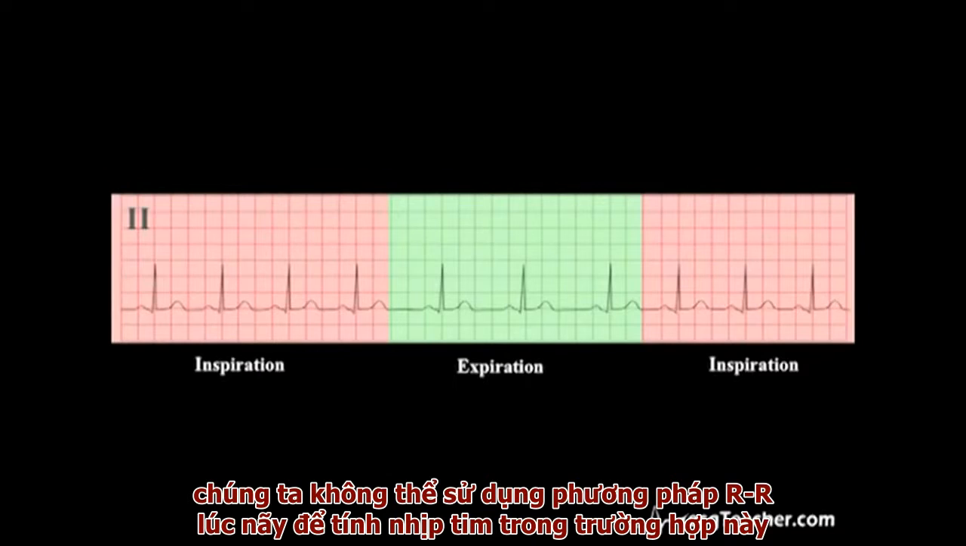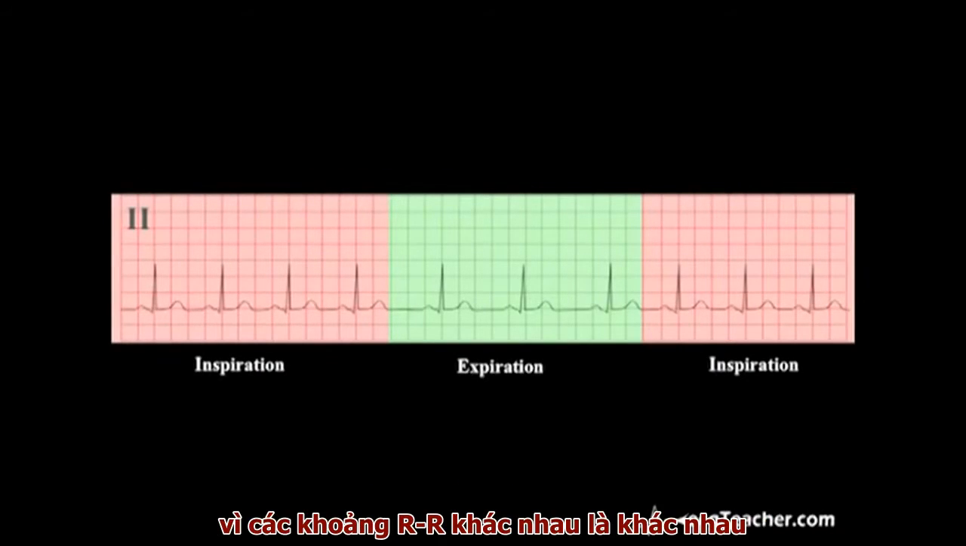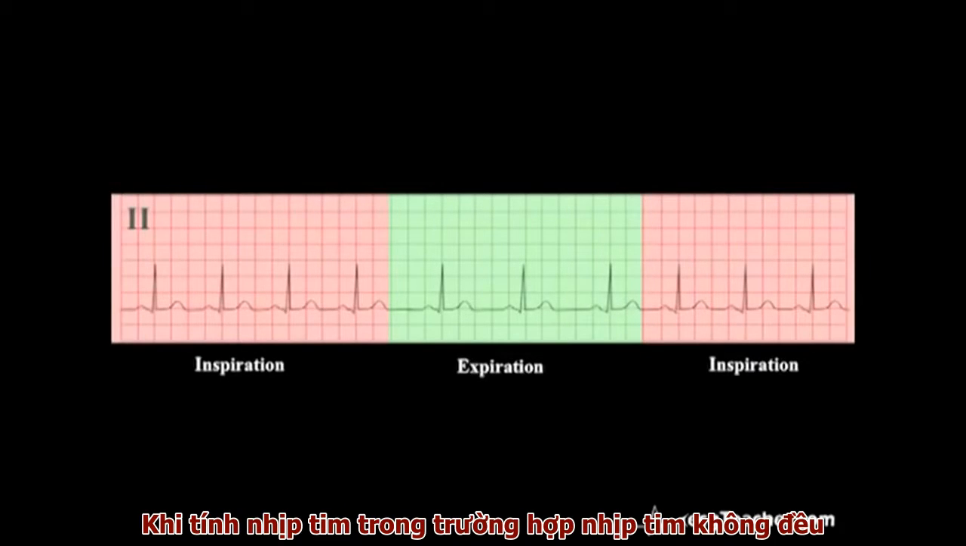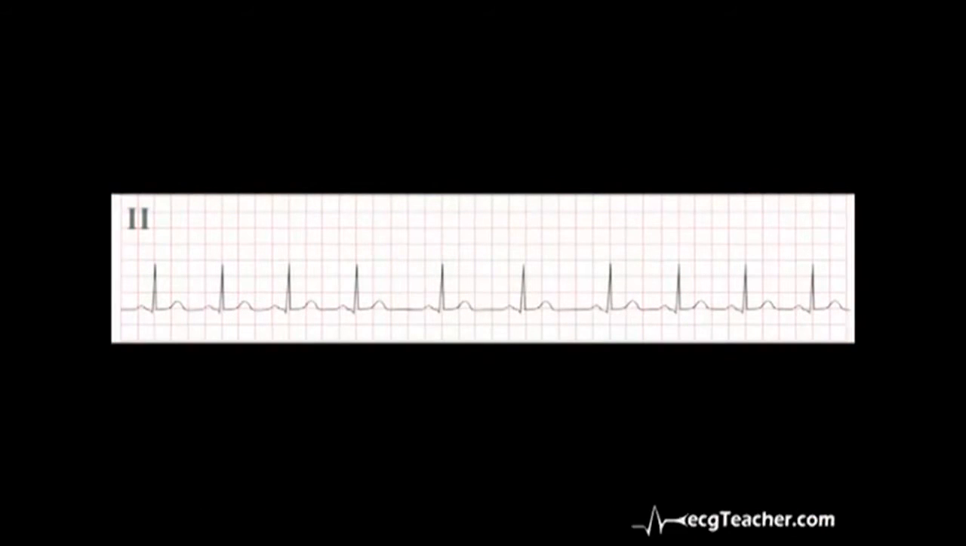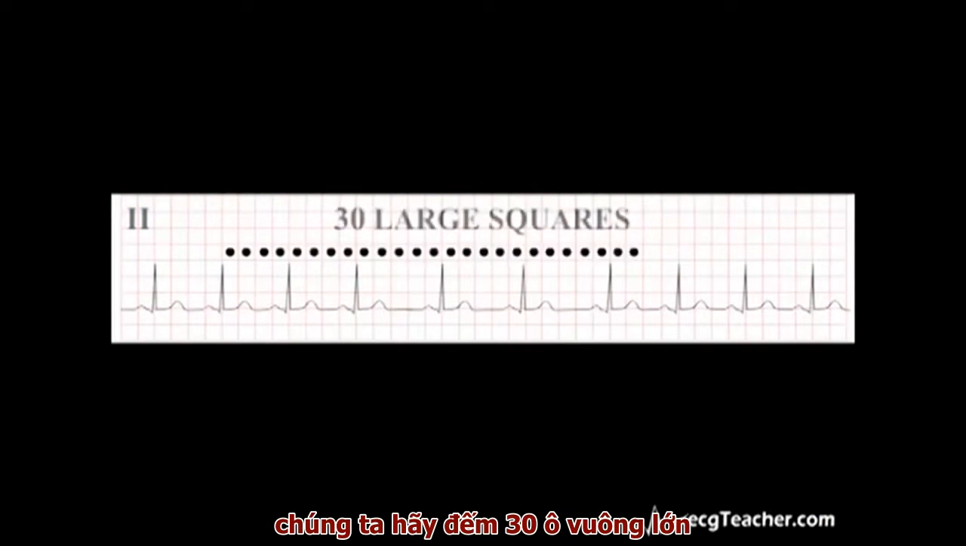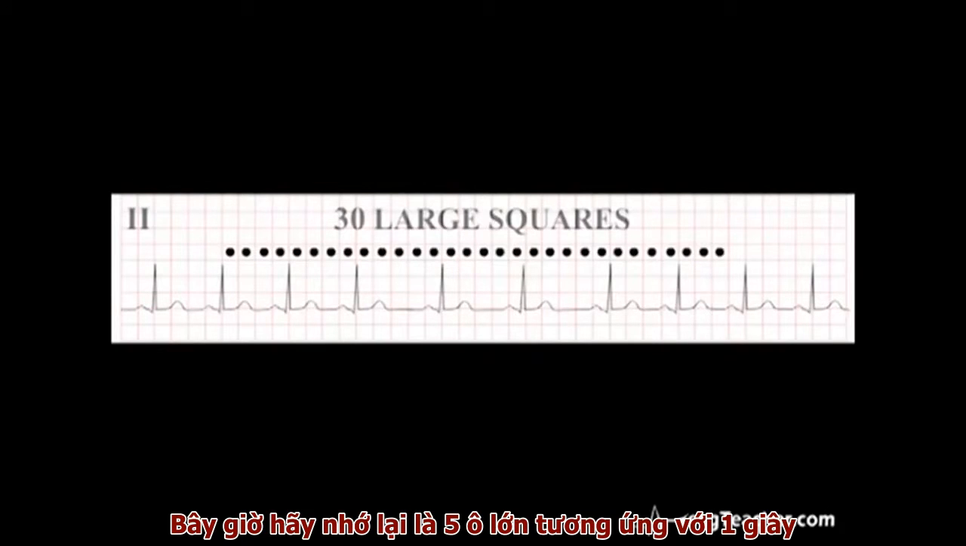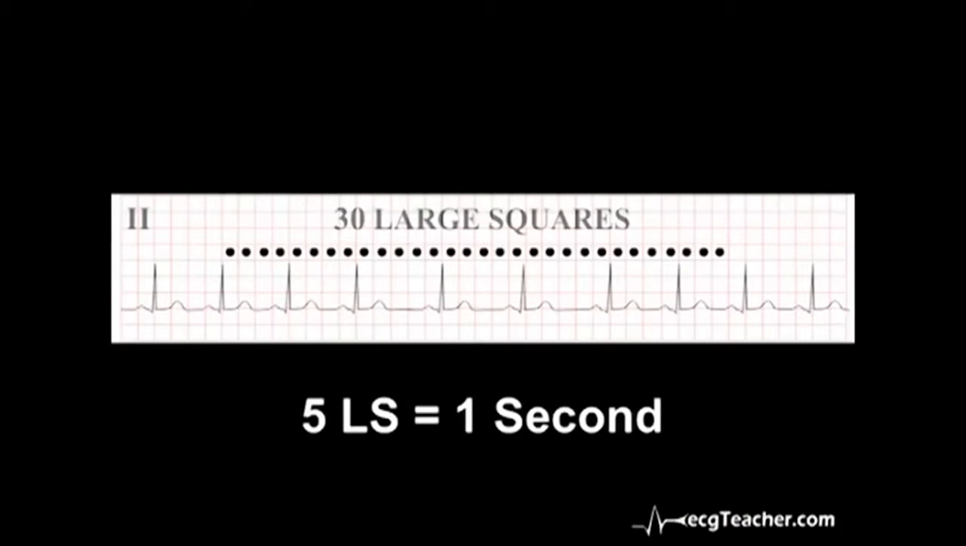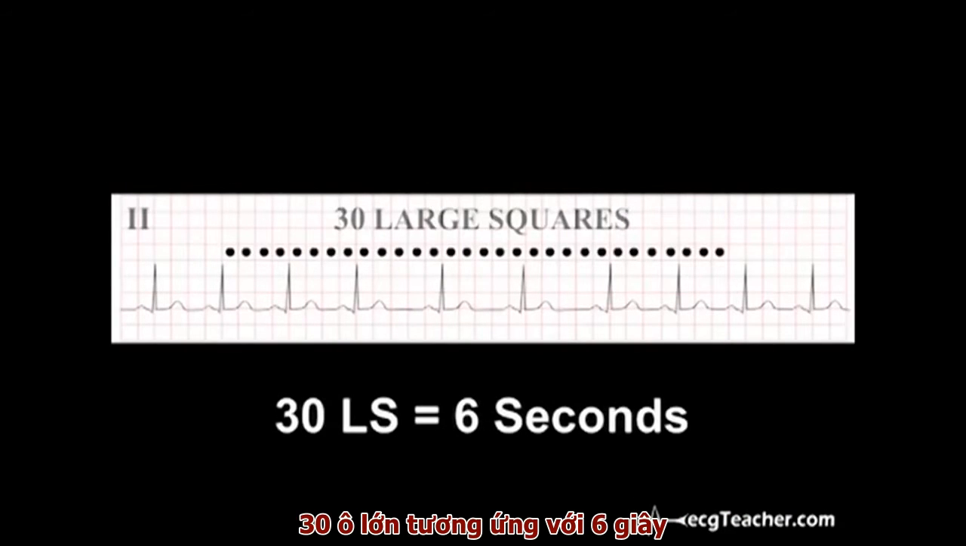We cannot use the RR interval technique to calculate heart rate in this case, as the RR interval varies. When calculating the heart rate from an ECG in the presence of an irregular rhythm, count out 30 large squares. Now, remembering that 5 large squares equates to 1 second, 30 large squares corresponds to 6 seconds.